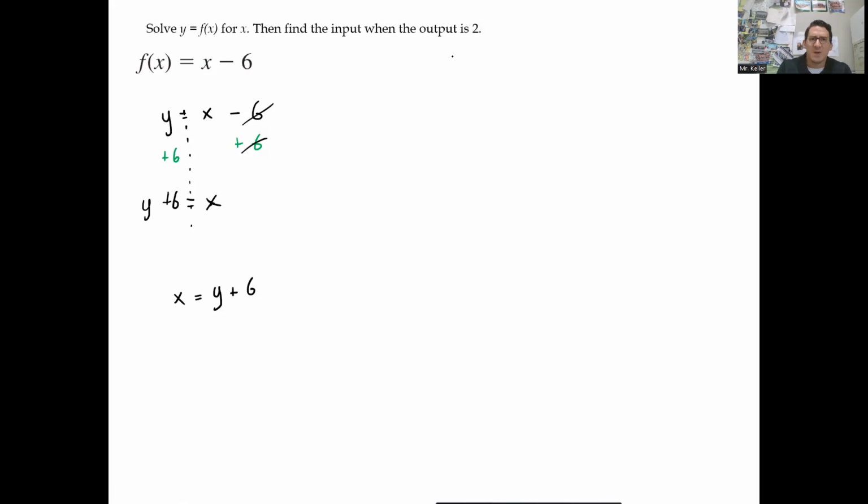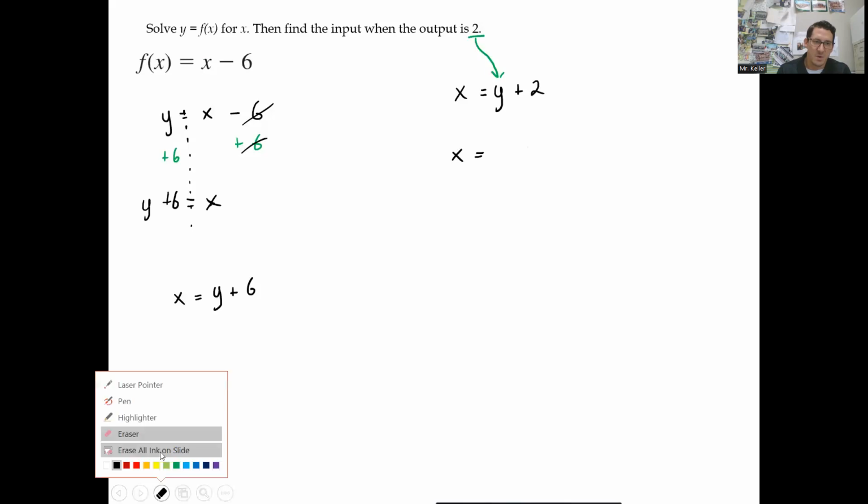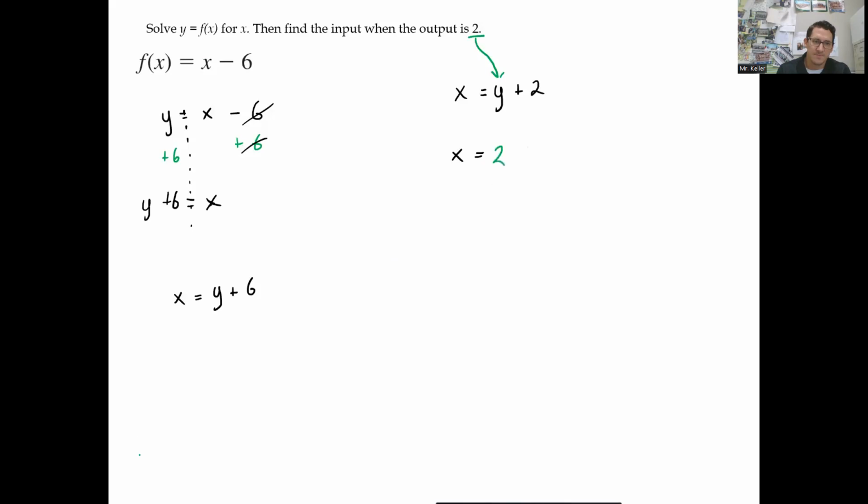All right. And then here, find the input when the output is 2. So I'm going to write my inverse function over here. What this means is this 2 is going in for y. That's all. And so you get x is equal to 2. I wanted that in green. So changing the y to a 2.